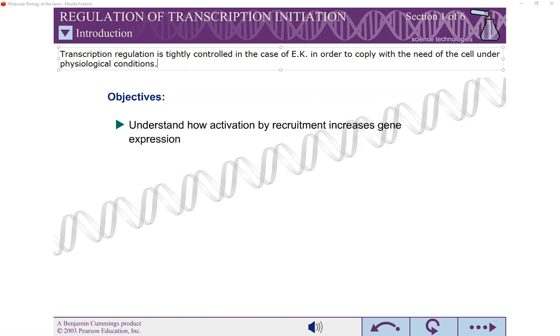There are sequences which are present. Now we will have to look at those sequences, enhancer and silencer sequences, as well as the different transcription factors. So let me just start this lecture.